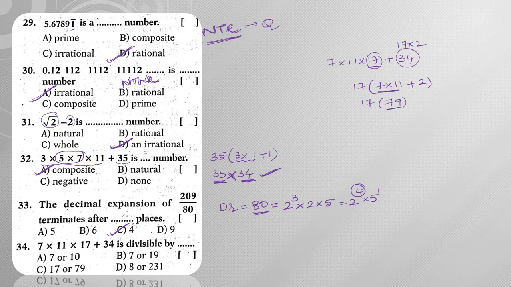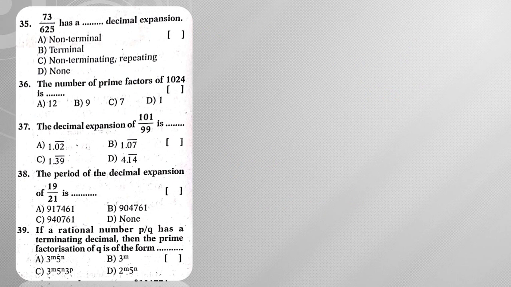Is 79 a prime number? Yes, it is a prime number. So we need to recall all the prime numbers till 100, right? So 17 is a prime number and 79 is also a prime number. That means this whole number will be divisible by 17 or 79, right? Next, moving on to question number 35.